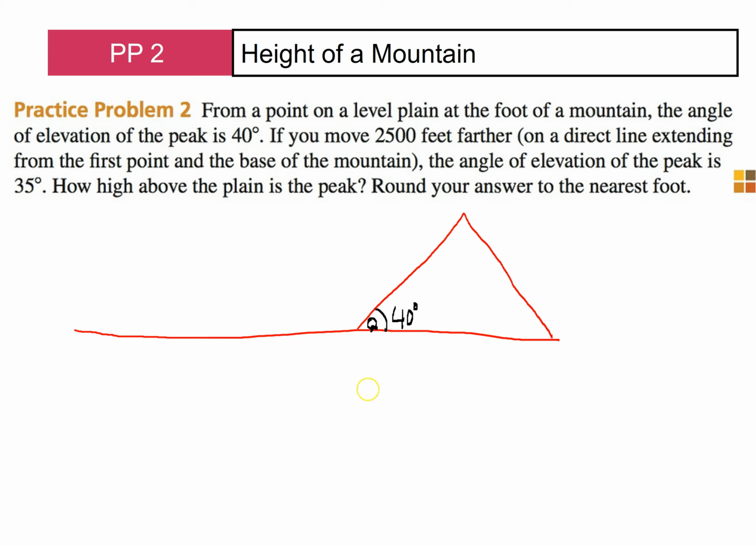And we say 40 degrees. And then what happens is you move back from the mountain 2,500 feet. Then you look again, and this time the angle of elevation is only 35 degrees. Well, that's all we need right there. Notice we just have two spots, and we know the distance we traveled. We can find whatever we need at this point.